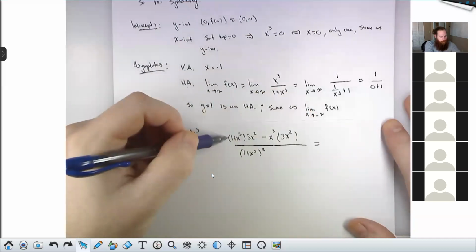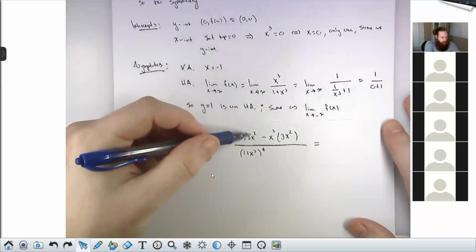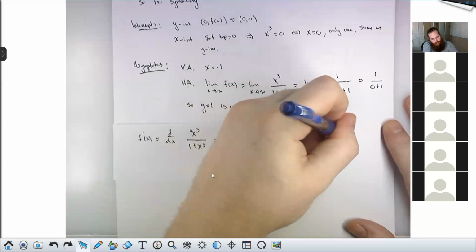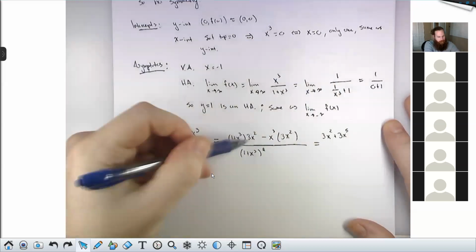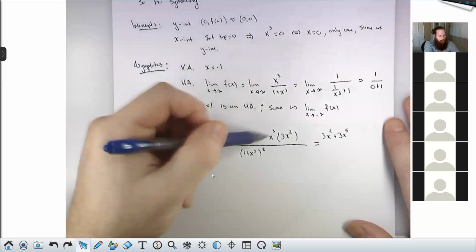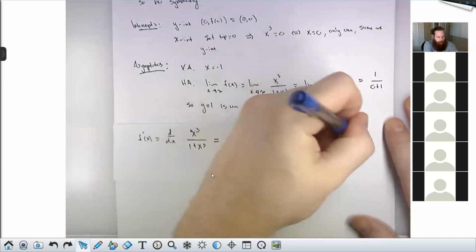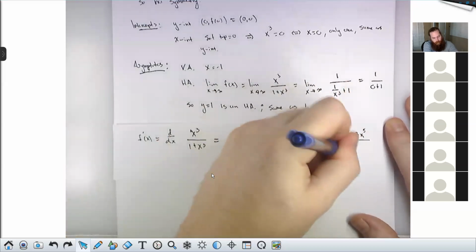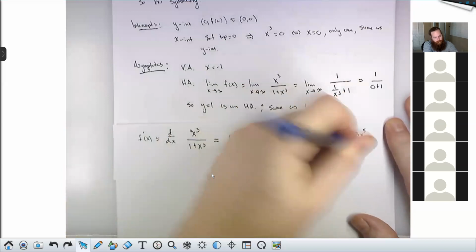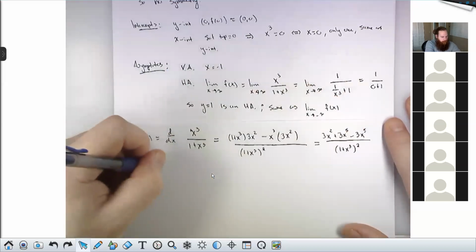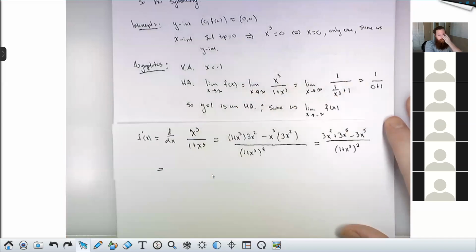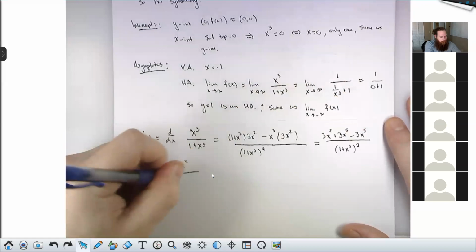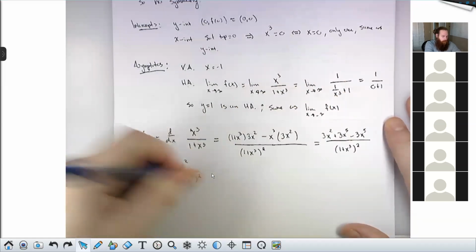I can distribute and combine like terms. So here I'll have 3x squared plus 3x to the 5, because x squared times x cubed is x to the 5, minus 3x to the 5. And all of this is over 1 plus x cubed quantity squared. So for f prime, the 3x to the 5's cancel, and we get 3x squared over 1 plus x cubed all squared. That's f prime.